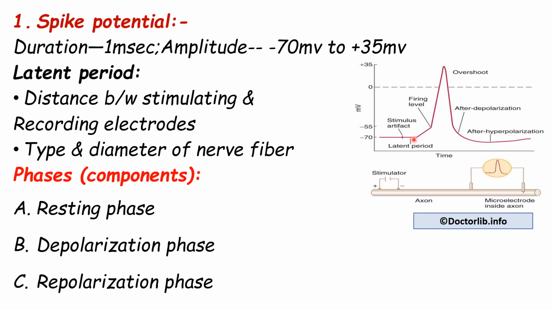Then after the threshold level is reached, that is, the firing level is reached, there is a sudden overshoot. It crosses the 0 and reaches up to plus 35 millivolt. From the firing level, this is the depolarization phase. This phase of upstroke is the depolarization phase. Then spike potential is reached.